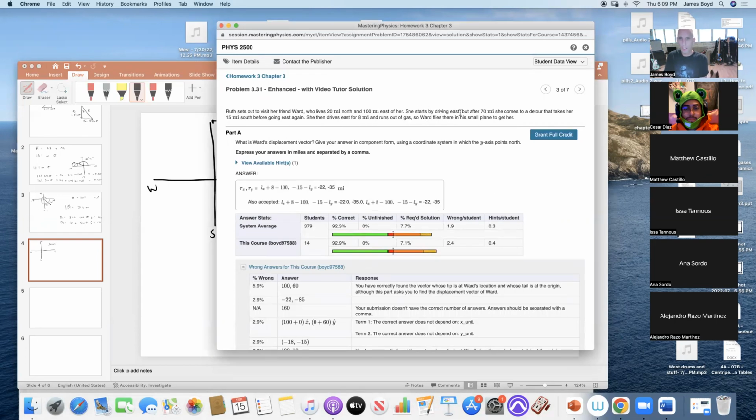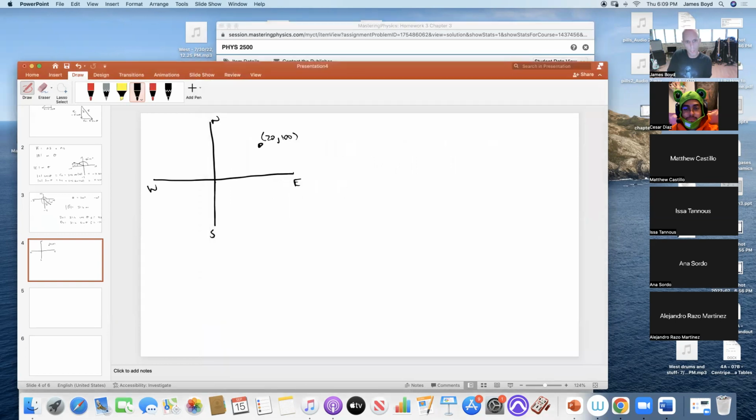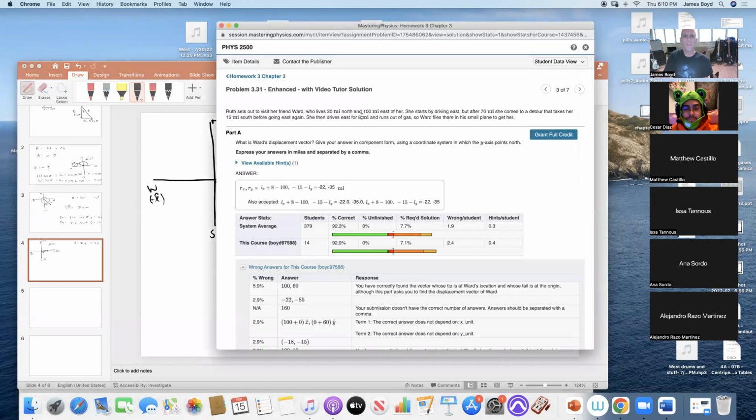Now, she starts driving east, but after 70 miles, she comes to a detour that takes her south. So what I'm going to do is I'm going to make a vector A. And A is 70 miles east. But that means it's in the positive x-hat direction. This is positive y, and this is the negative y. And this is the negative x. So the vector A, her first step of her journey is 70 miles east, which is 70 miles in the x-hat direction, and 0 in the y.